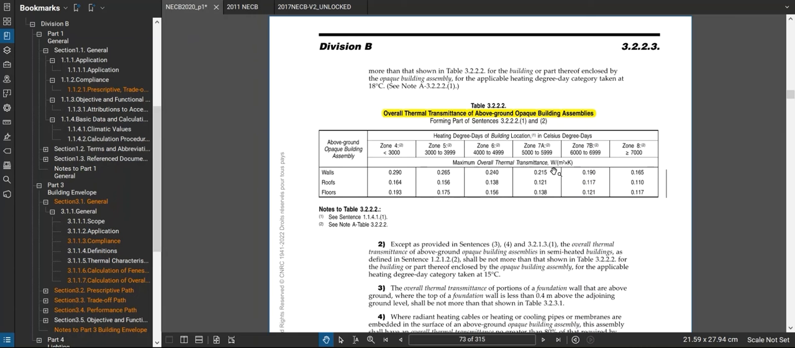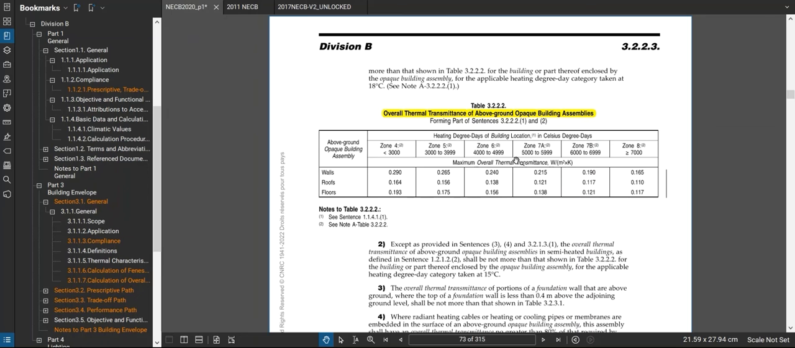So they're showing the U value, so the lower that number gets, the better as far as heat loss through materials. So there's your walls, there's your roofs, there's your floors.